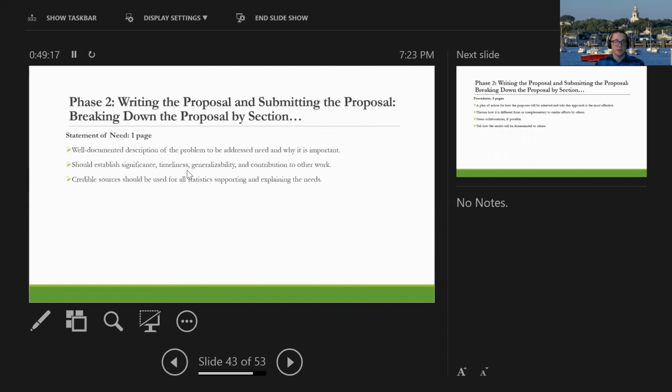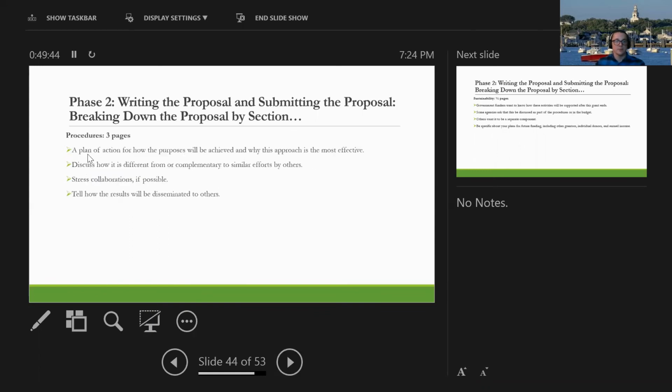It should establish significance, timeliness, and contribution to other work. Credible sources should be used for all statistics supporting and explaining needs. That should go unsaid. Anytime you need to validate your statistics, say where you got them from, how you got them, that sort of thing.